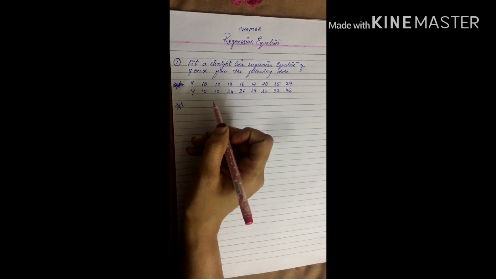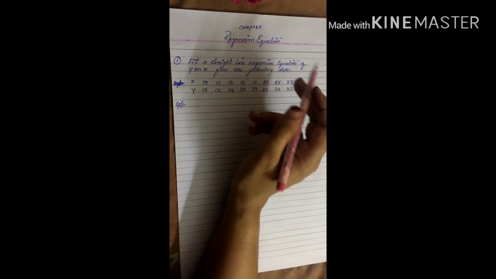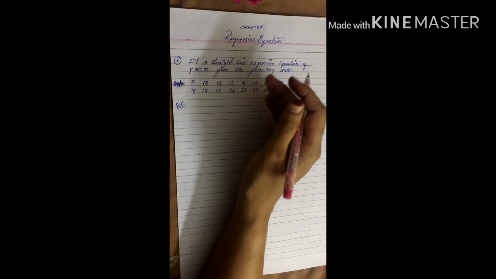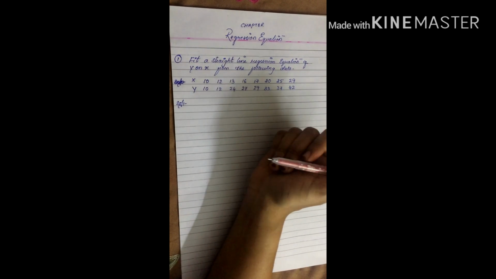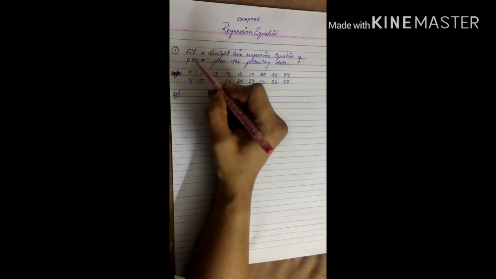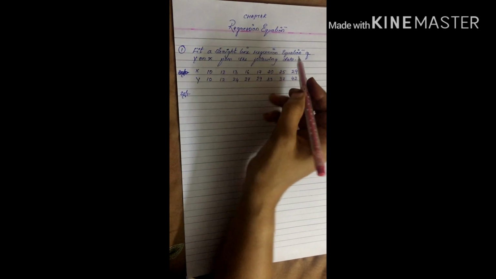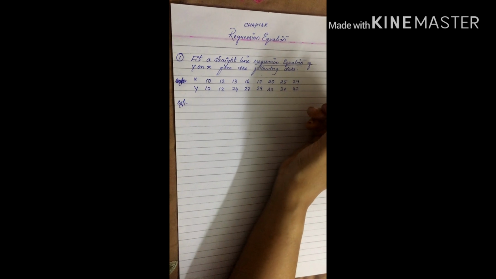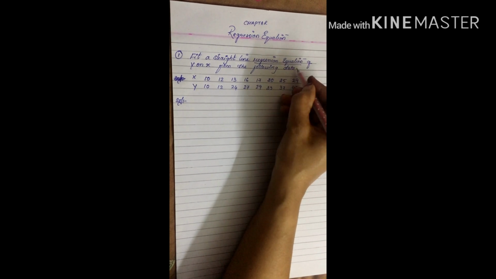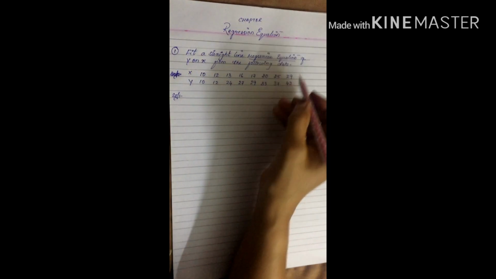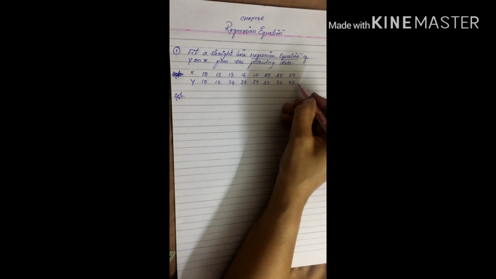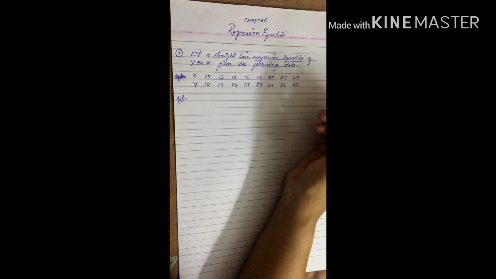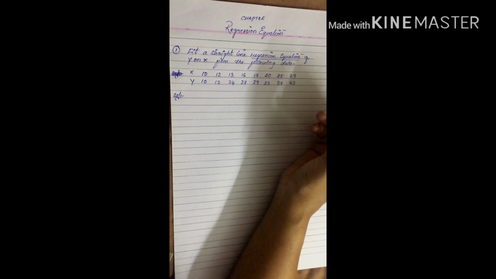Okay, so in a regression equation I'm not going to tell this formula, that formula. I'm going to explain in step by step procedures. So this is the question: fit a straight line regression equation of y on x from the following data. X and y values are going to be given in the question. So straightaway we are going to start the solution.